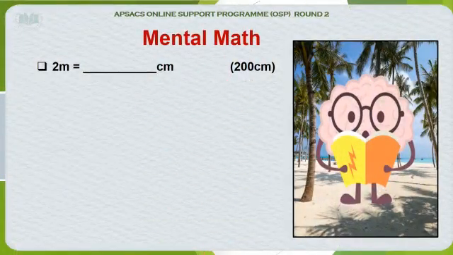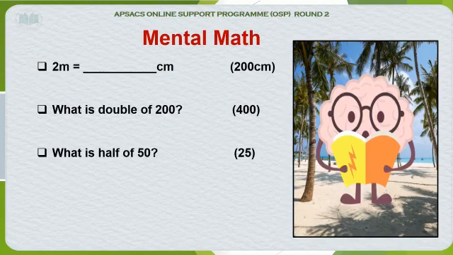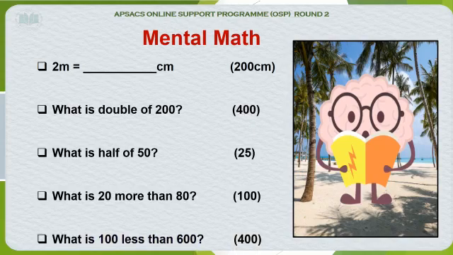Let's start our mental math session. Question number 1: 2 meters is equal to how many centimeters? You all know that 2 meters is equal to 200 centimeters. Next question: what is double of 200? The double of 200 is 400. What is half of 50? Half of 50 is 25. What is 20 more than 80? 20 more than 80 is 100. And what is 100 less than 600? It's 400.